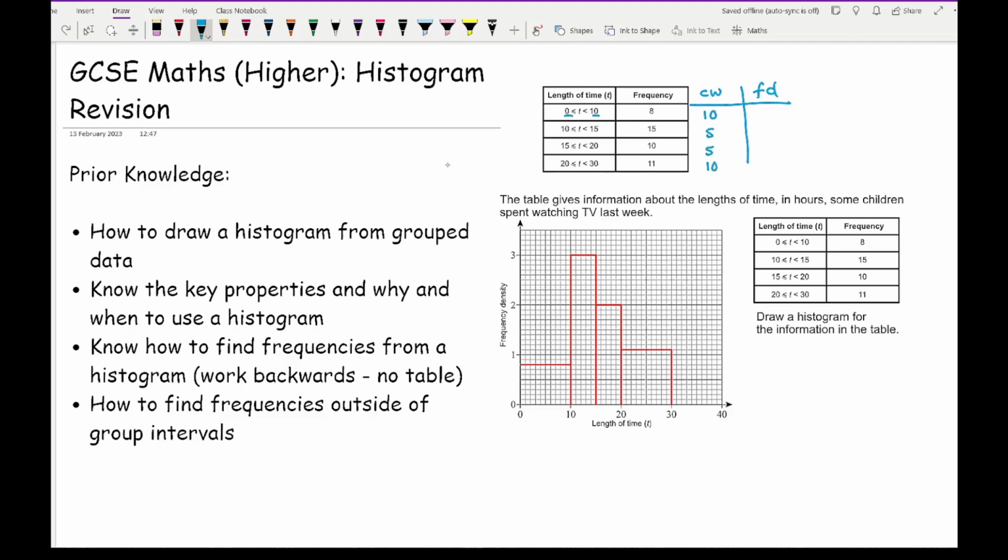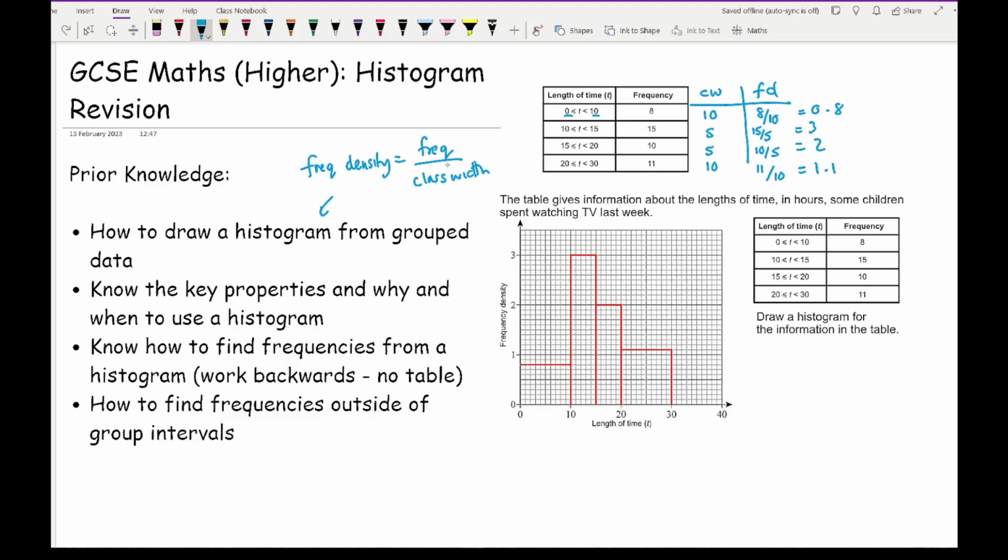Then to work out the frequency density, the frequency density formula is the frequency of the data divided by the class width. So for this first one, it's going to be 8 divided by 10. Next one's going to be 15 divided by 5. Then it's going to be 10 divided by 5, and then 11 divided by 10. So that's going to be 1.1, 2, 3, and 0.8.